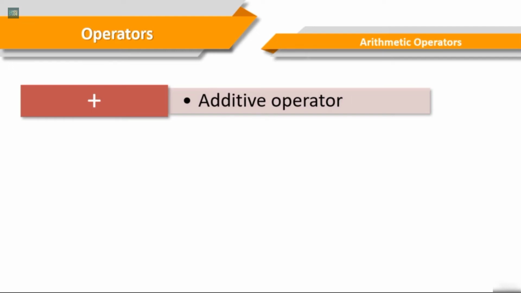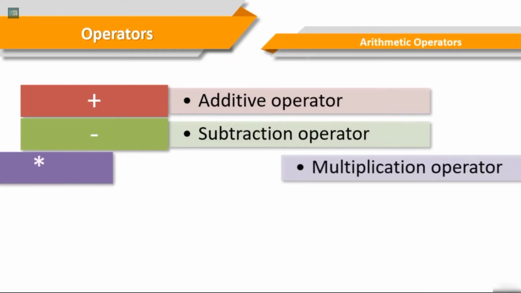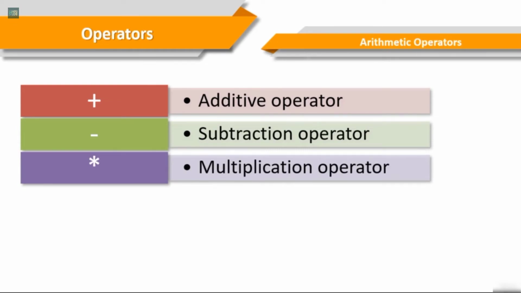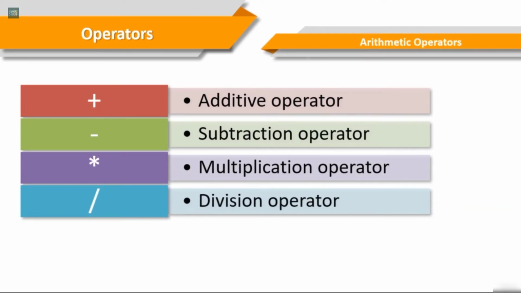Plus is the additive operator. It adds two operands. Minus is the subtraction operator. It subtracts the right operand from the left. Asterisk is the multiplication operator. It multiplies two operands. Forward slash is the division operator. It divides the left operand by the right one. The type of the division result is float by default.